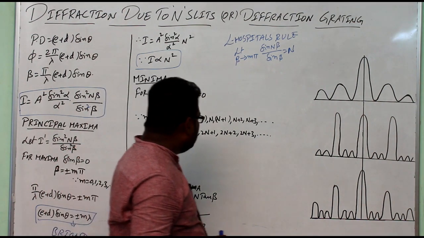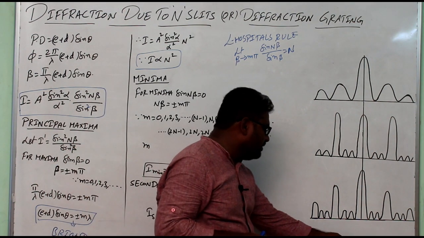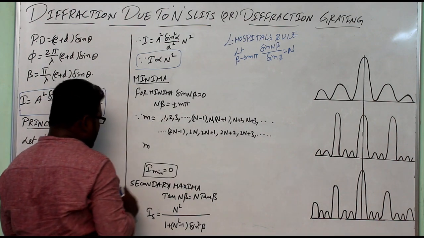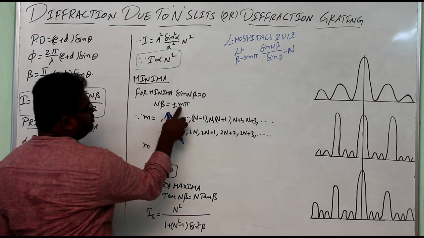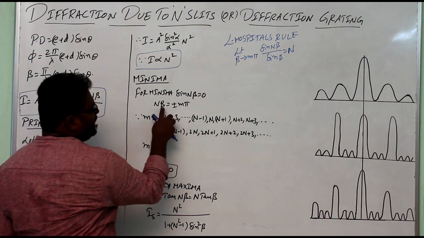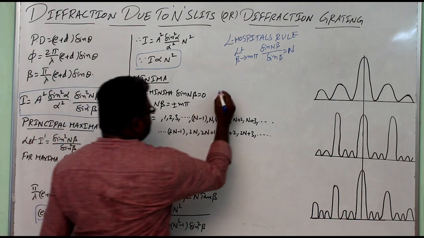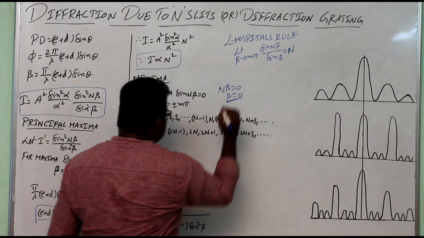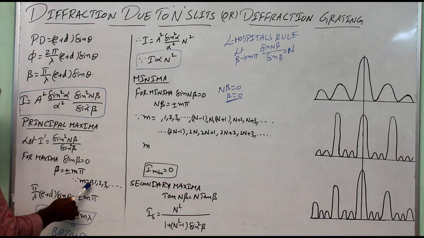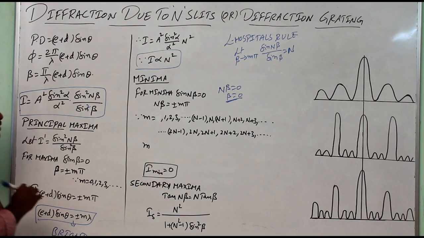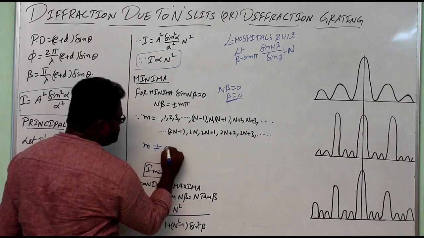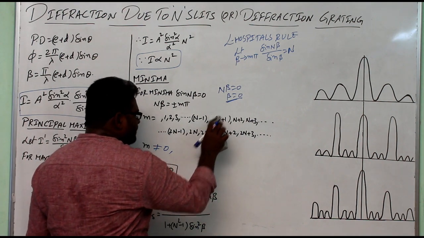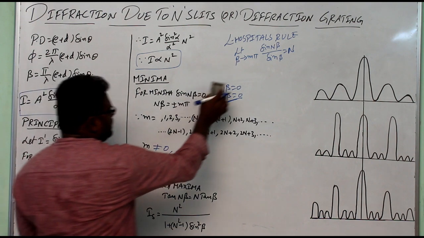But here this is not taking all possible values, since m should not take 0. Why? If m is 0, n beta equals to 0 and beta equals to 0. For beta equals to 0, you are getting principal maxima. So m should not take 0. Suppose m should also not take capital N also. Why? Let's see.